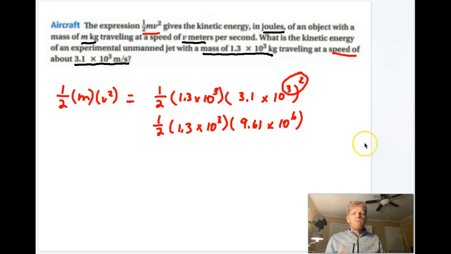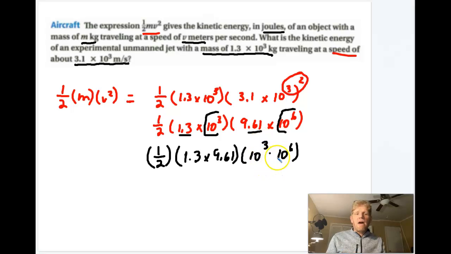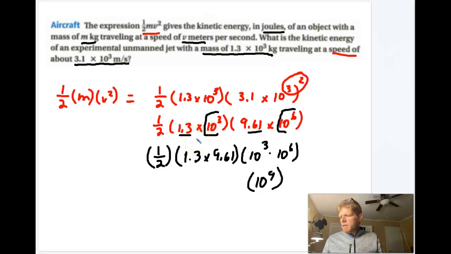And then we just have to multiply these. Well, it's kind of nice that we can rearrange these any way we want. So 1/2 times, and this time I want to group these two. And then I'm going to group these two right here. So let's group the 1.3 times 9.61 first. And then that's going to be multiplied by 10 to the 3rd times 10 to the 6th. And the reason I group these is because now this can be simplified. I can add those together. 10 to the 3rd plus the 6th is 10 to the 9th. Multiply that there. 1.3 times 9.61 is going to be 12.493.